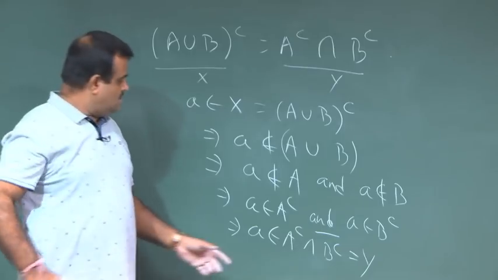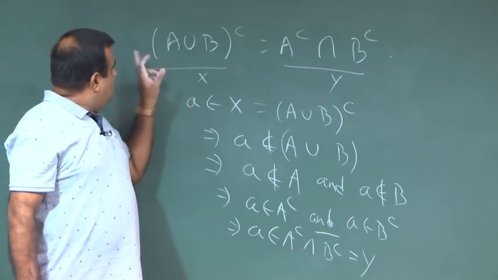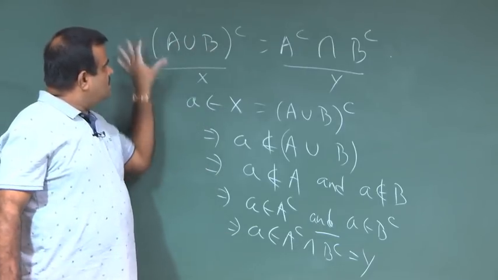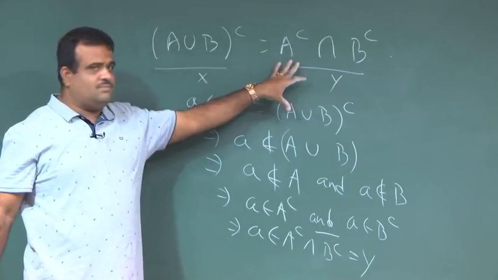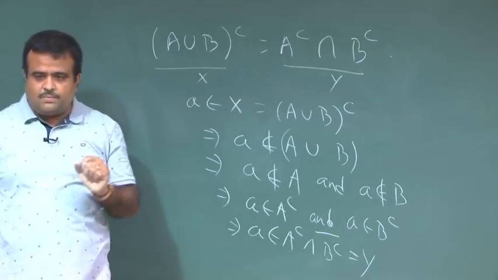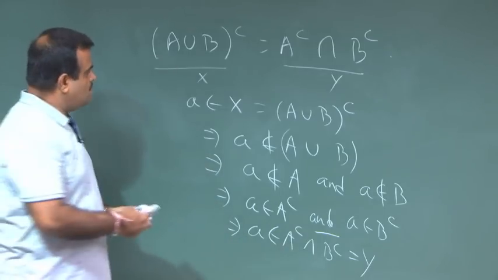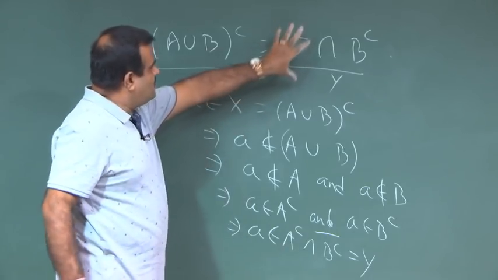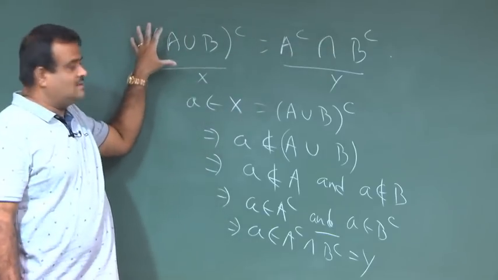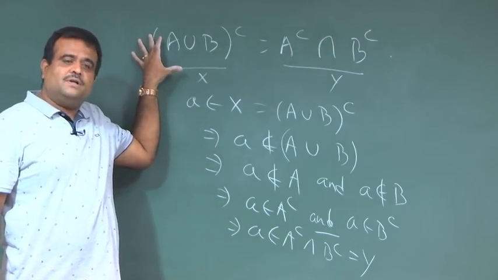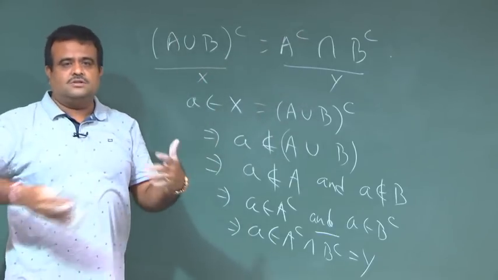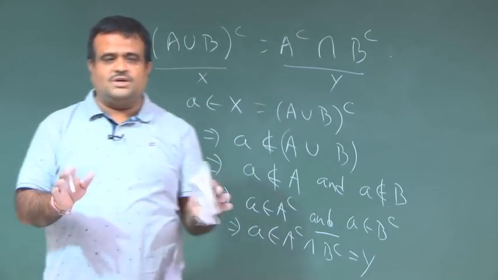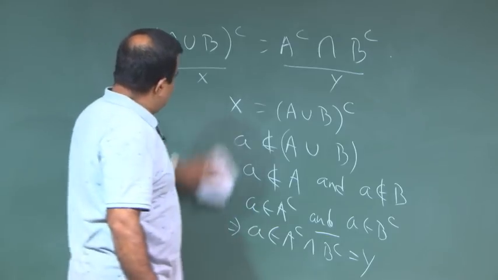So, that means any element of this set is an element of this set. So, this is a subset of this. So, for one way we have proved that. Now, the other way around, we have to take an element from this set and we have to show that it is also an element of this set. Then we can say this is a subset of this. So, both will tell us that these two sets are equal. So, let us try that.